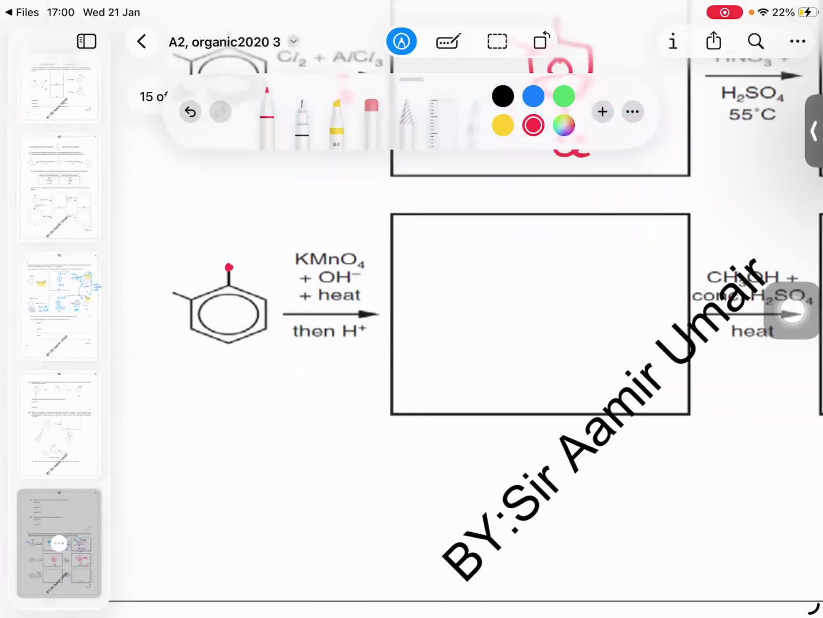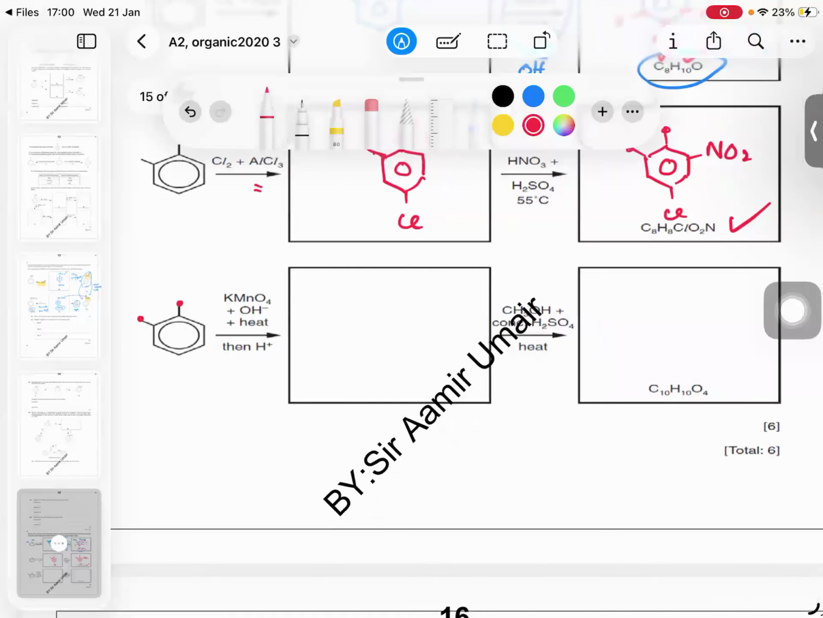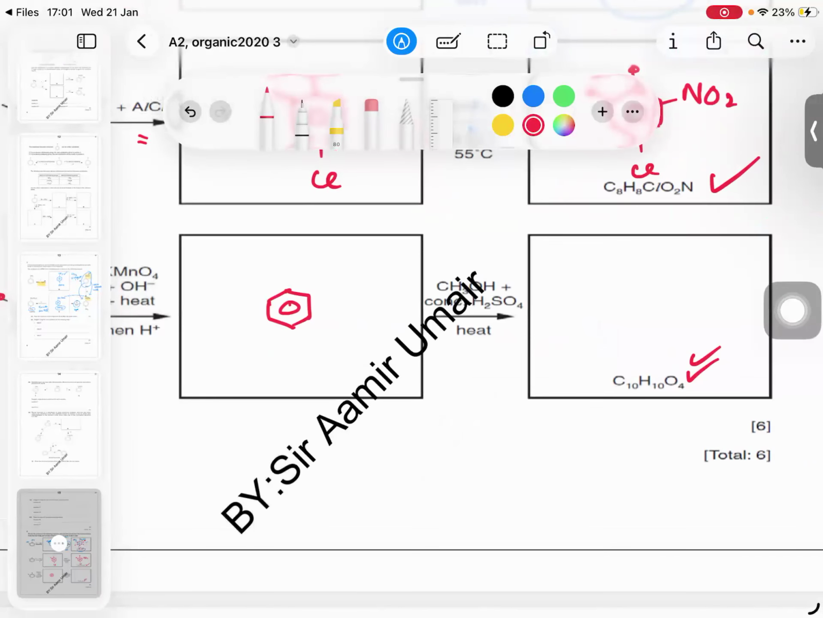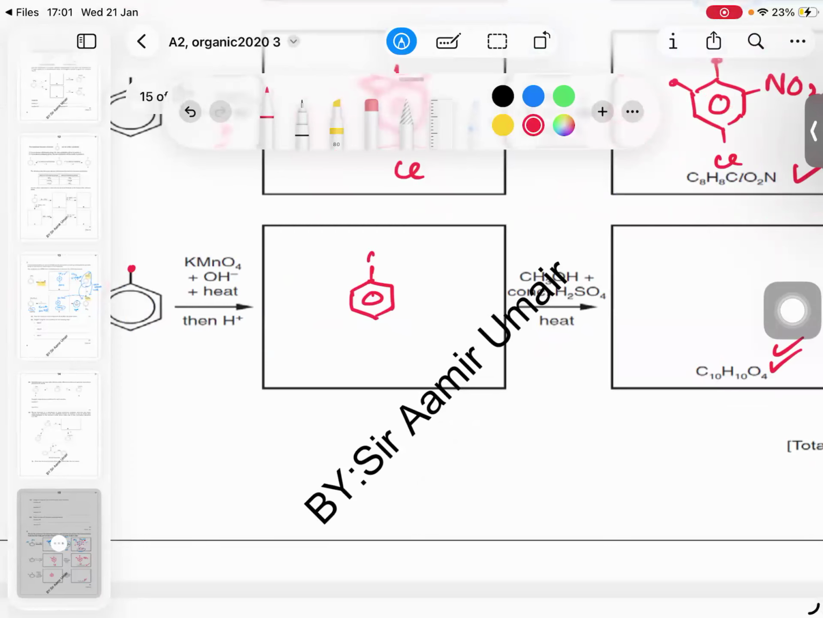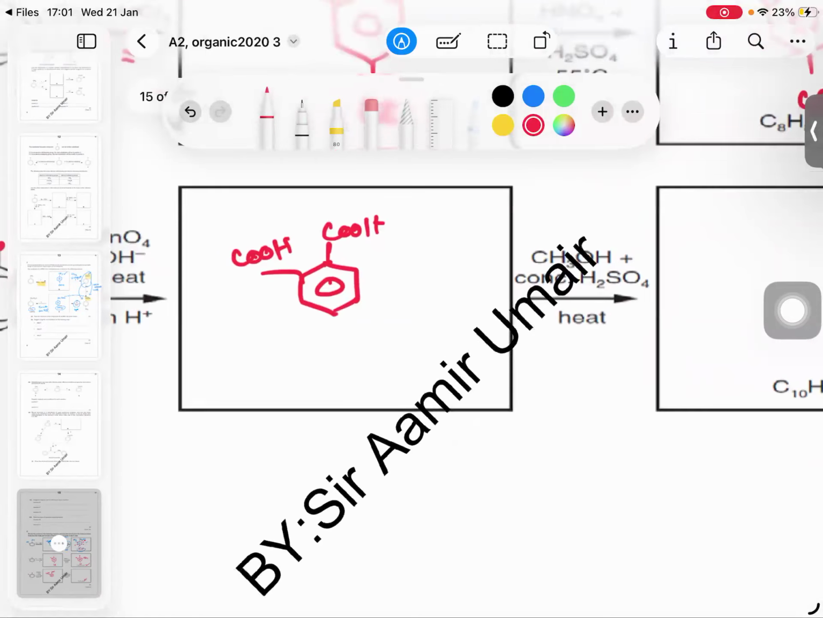You see, this is methyl, this is methyl. When you use KMnO4 alkaline followed by an acid, this turns into a benzoic acid. Now, I don't know if both of them are oxidized or one of them. The molecular formula can give me a hint. How many oxygens can I see? 4. So it means here is oxidized and this one is also oxidized. But again, I think not both of them are oxidized.